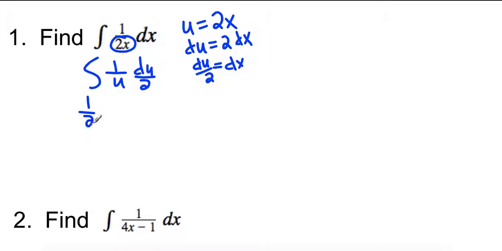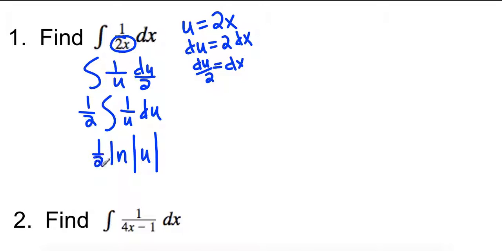which of course we want to pull that 1/2 out. Remember, you can only pull out constants, don't ever pull out a variable. And then the antiderivative of 1 over u is natural log of u, absolute value. And then don't forget, you need to plug back in. So we have 1/2 natural log absolute value of 2x plus c.